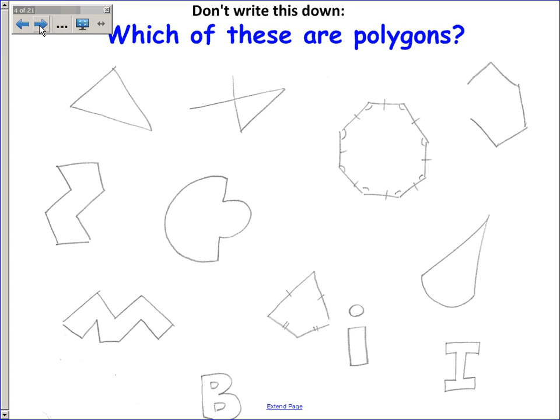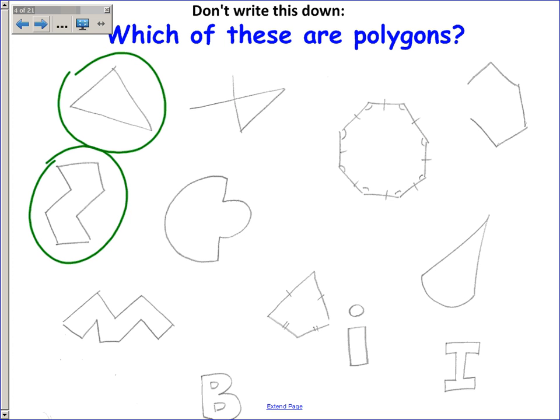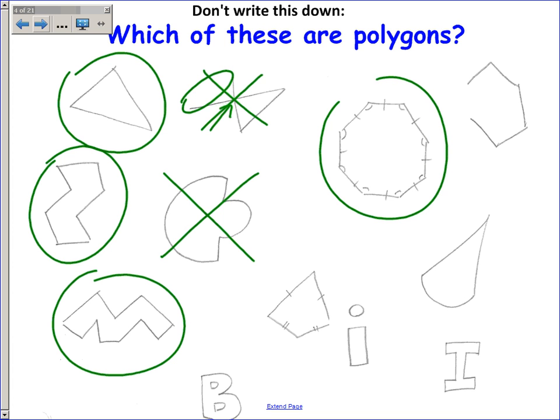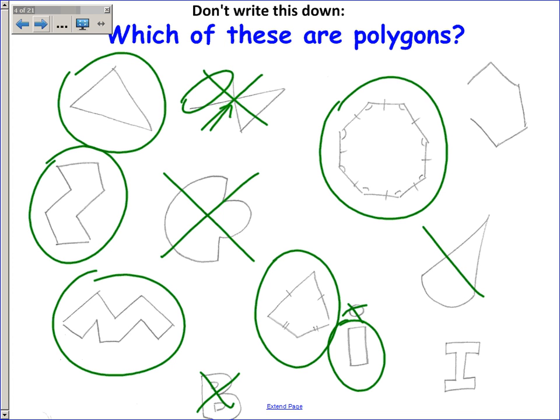So which of these are polygons? Well, this is a closed figure that doesn't overlap itself, and so is this, and so is this. This has curved sides, so it's not. This overlaps itself and it's open, so it's not a polygon. This is a closed figure, straight sides, doesn't overlap itself, and so is this, and so is this. This has curved sides, this has curved sides, this has curved sides. This one has straight sides, is a closed figure, and doesn't overlap itself. This is open, and so it's not a polygon. I hope that really clarifies what a polygon is, and those 3 properties of polygons.